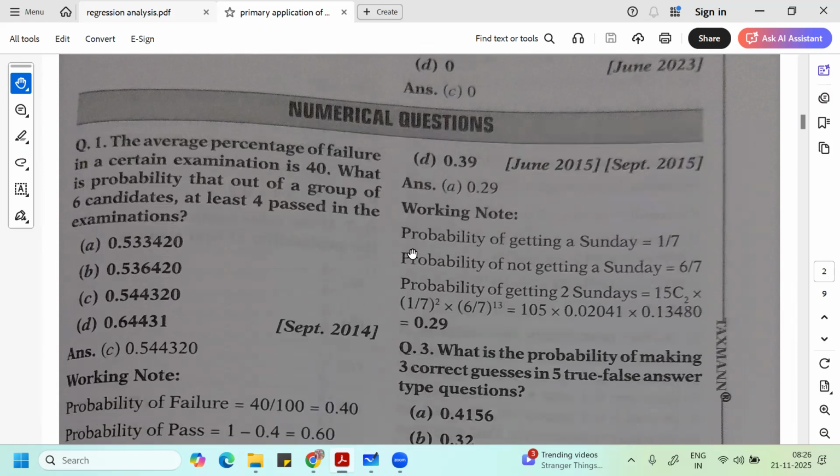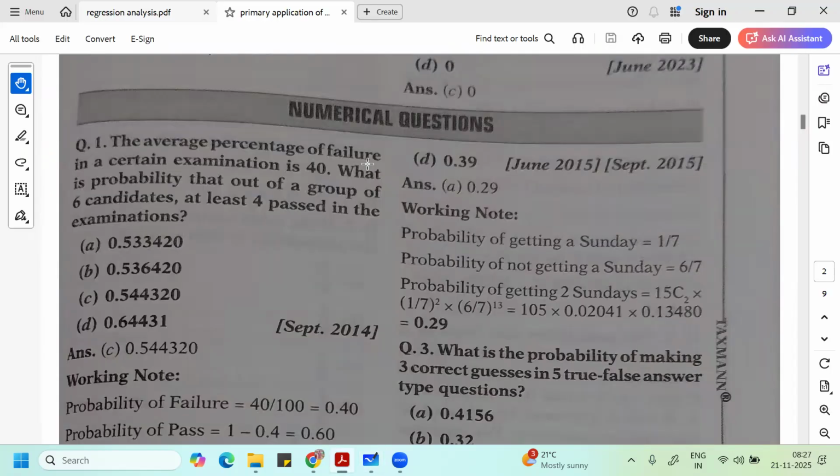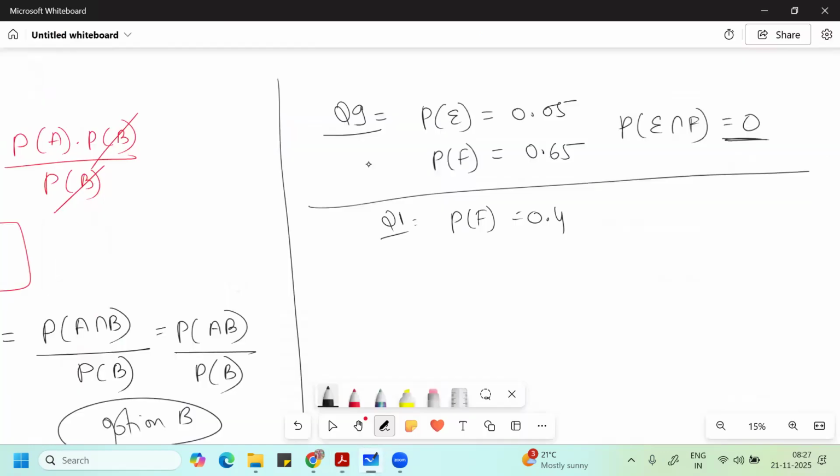Then see this question number 1 for a numerical problem. The average percentage of failure in a certain examination is 40%. So the probability that you will fail is 40%. Now, what is the probability that out of a group of six candidates, at least four pass in the exam? So, suppose six candidates are there, at least four pass. They're telling four pass and two fail.